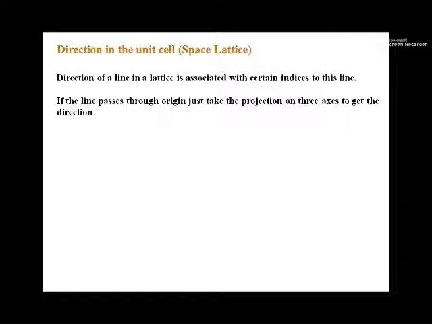So you should not keep all the points or the direction points in a fractional manner. In the previous case I gave half, half, half. This is not a proper representation of the direction of a line in the unit cell. So second point, if the line passes through the origin, you have to take the projection on 3 axes to get the direction. So if you want to get the direction, you have to take the projection on 3 axes.